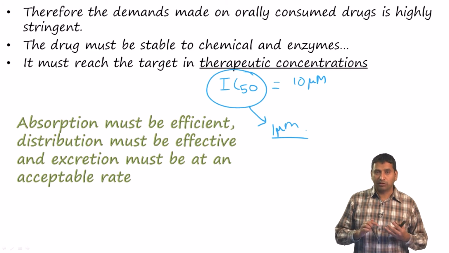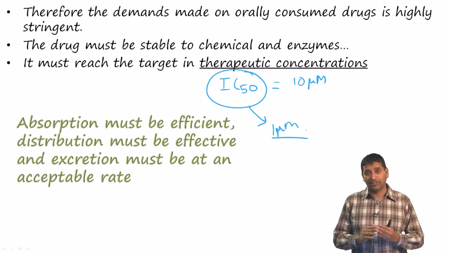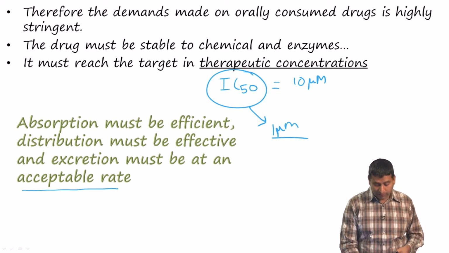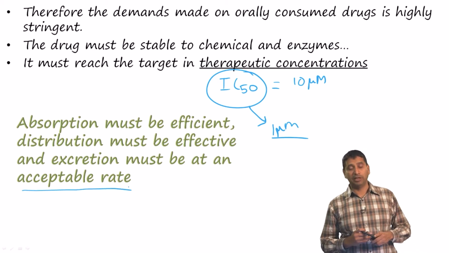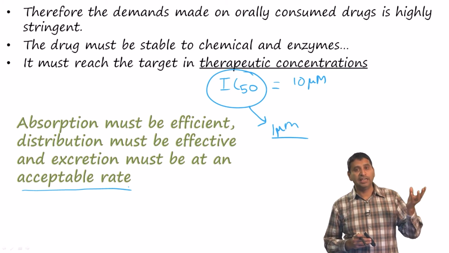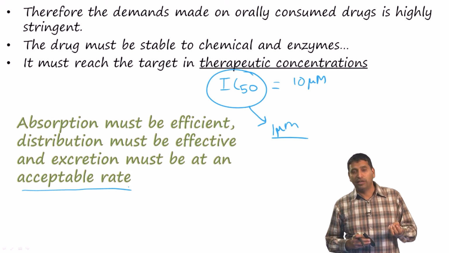So, absorption must be efficient, distribution must be effective, and excretion must be at an acceptable rate. Okay. So, let us look at this term called acceptable rate. So, let us say we take a drug which stays in our body for days or months. Okay. Now, what may happen is that it may become toxic over a period of time.